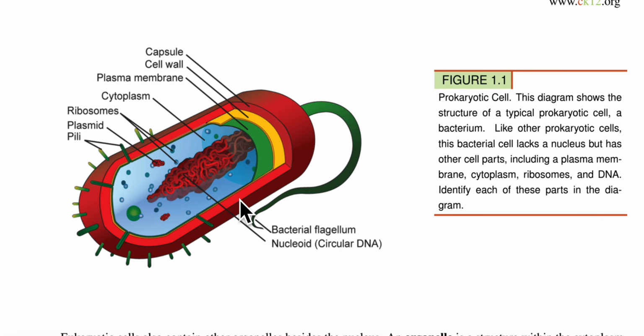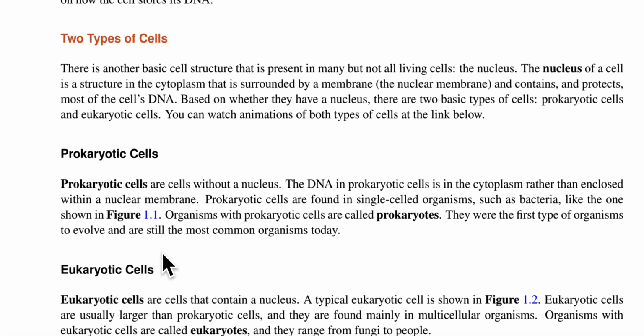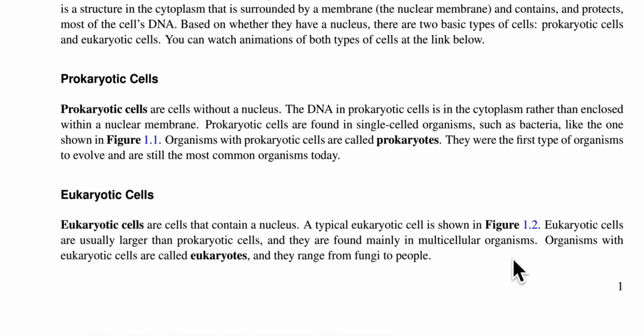Organisms with prokaryotic cells are called prokaryotes. They were the first type of organisms to evolve and are still the most common organism today. Eukaryotic cells. Eukaryotic cells contain a nucleus. A typical eukaryotic cell is shown in Figure 1.2.